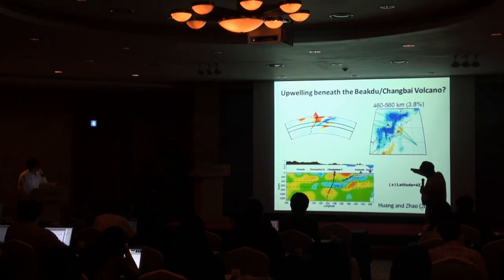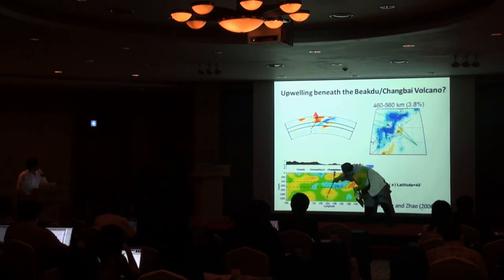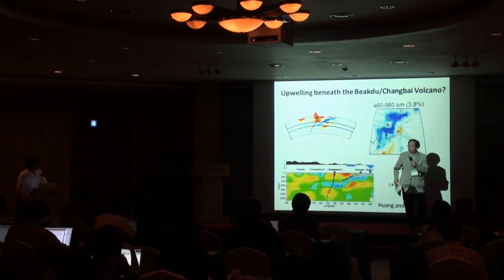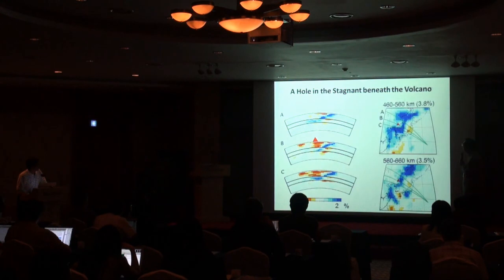This hole is on the right. It should be around here. For the 660, the high velocity anomaly is absent in the volcano region. So we have an absence of the stagnant slab in this region.